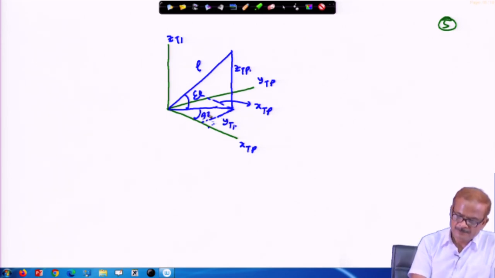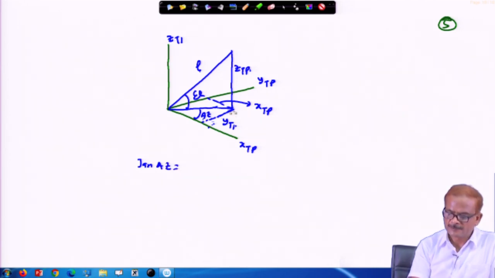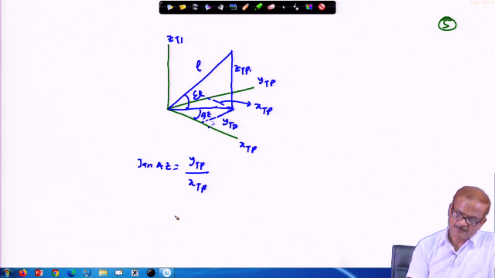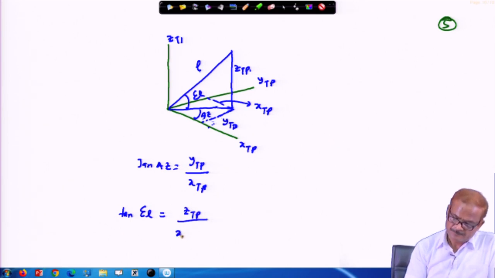So, if I write azimuth here, tan of the azimuth angle will be y_tp divided by x_tp. And similarly, tan of the elevation will be z_tp divided by the square root of x_tp squared plus y_tp squared.